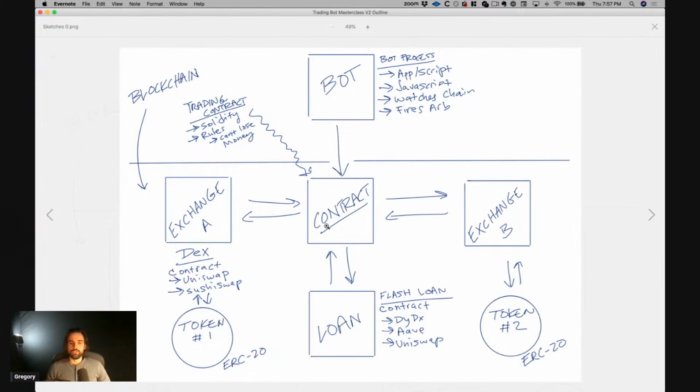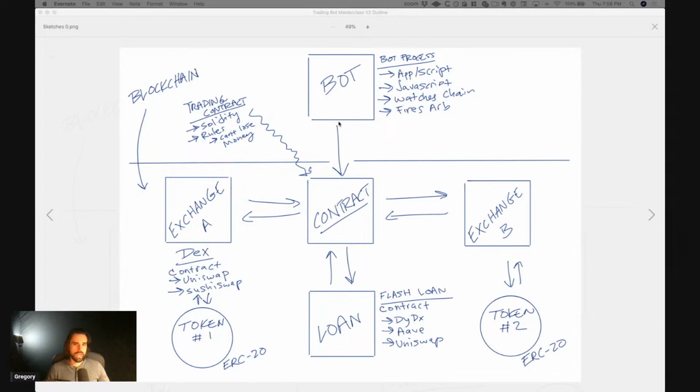Now, finally, let's talk about what's not on the blockchain. This trading contract does the trades, but you have to tell this contract when to actually do the arbitrages. You can't just let this contract on the blockchain do its magic. You have to actually call it. So that's what this bot's for. That's where the little bot comes into play. Here's the trading contract, but here's the bot.